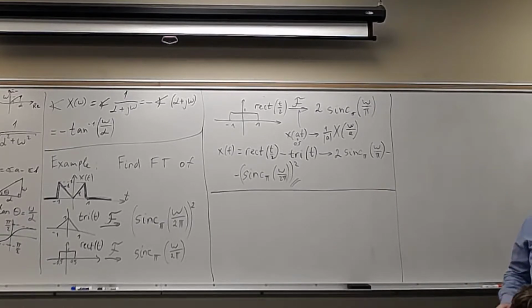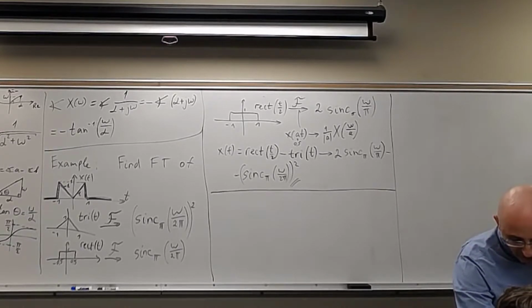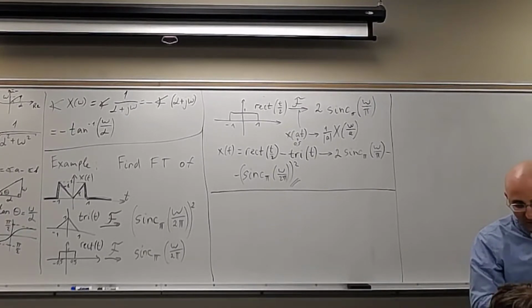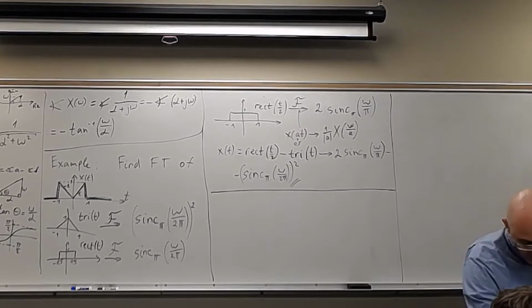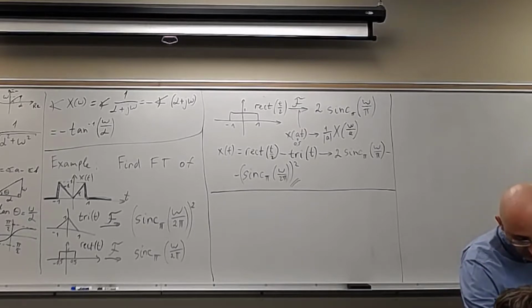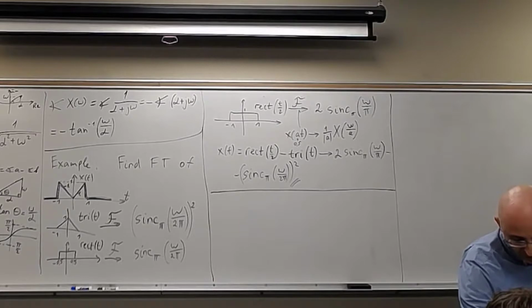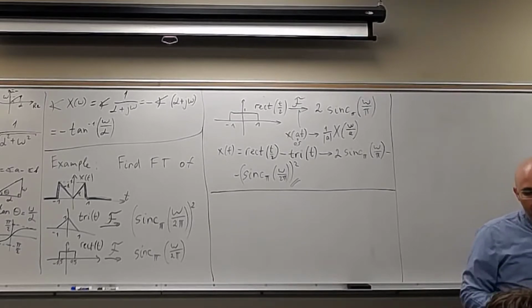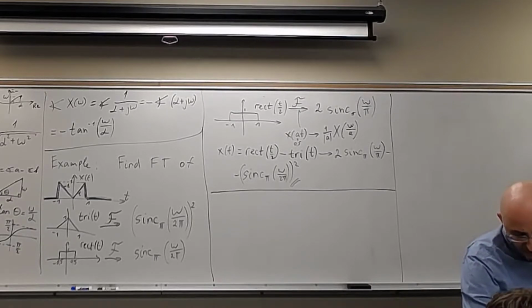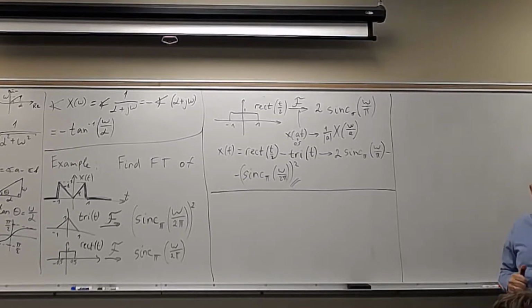Look, the rectangle is defined between 0.5 and minus 0.5, right? So the absolute value of t should be between plus minus 0.5. In the triangle, it's between plus minus 1, and the amplitude is 1, because when t equals 0, this one will be 1. The rectangle also has amplitude 1. So it's like a difference of step functions. Any other questions?